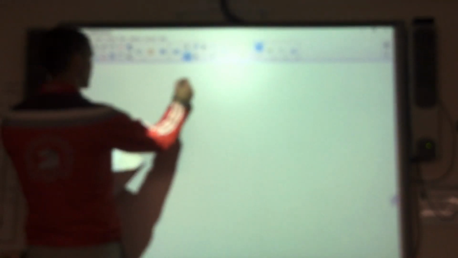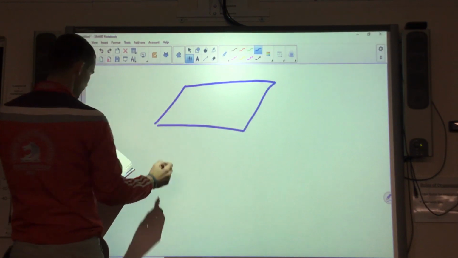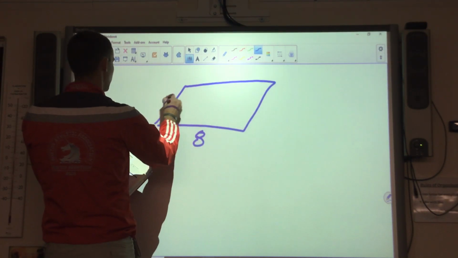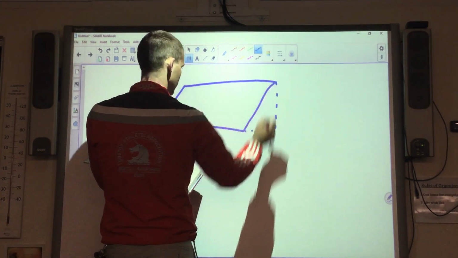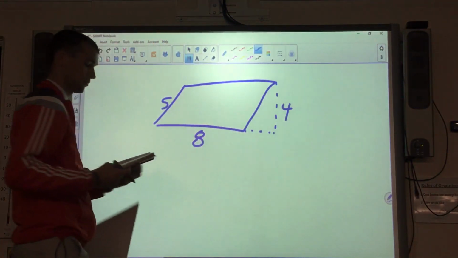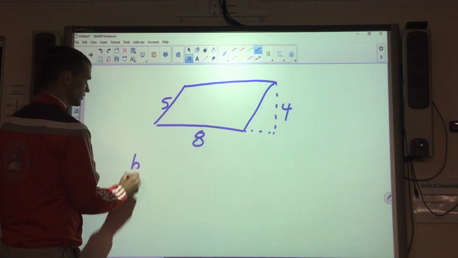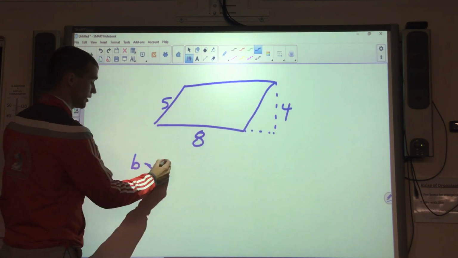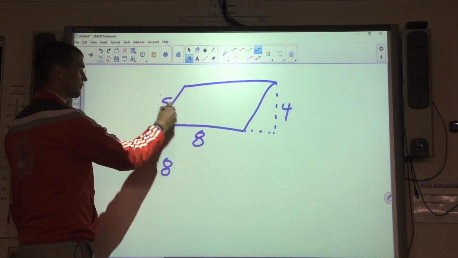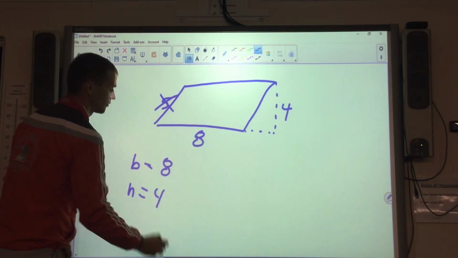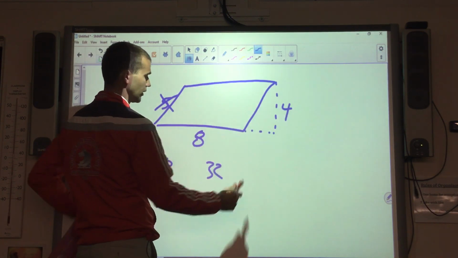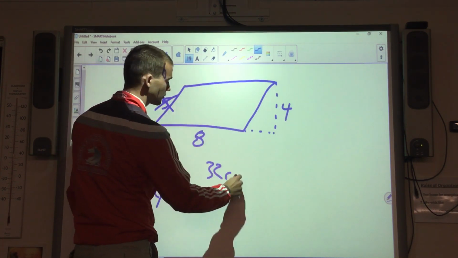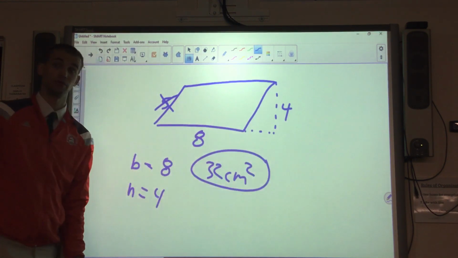So then, if we look at guided practice 1, I'll do that one first, on the top of page 89. It says this is 8, this is 5, and then it's got this as 4, so it's really similar to what I said. So we know the base is 8, the height is 4, not 5, because the 5 is going up the side there. So what do we do? 8 times 4 is 32, and if we check the label on this one, I believe it's centimeters squared. That's it, it's that simple.